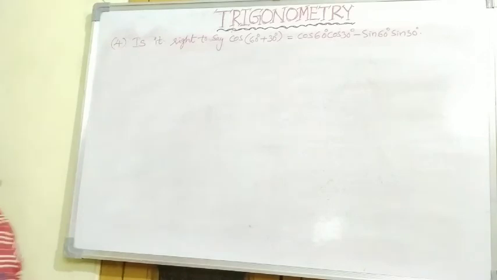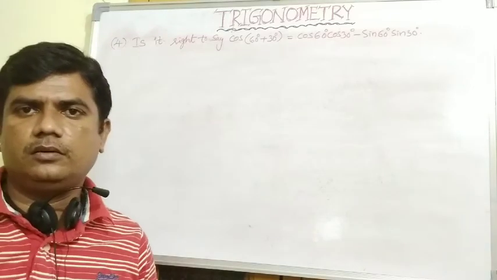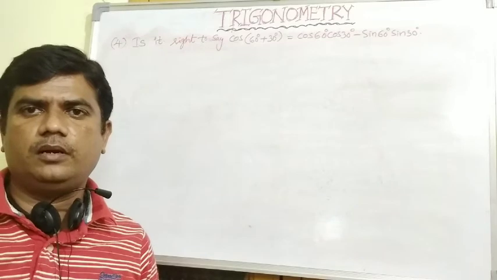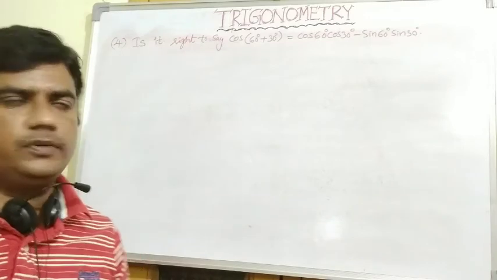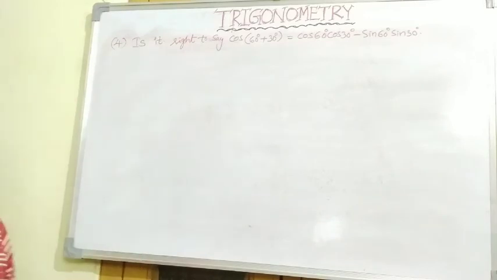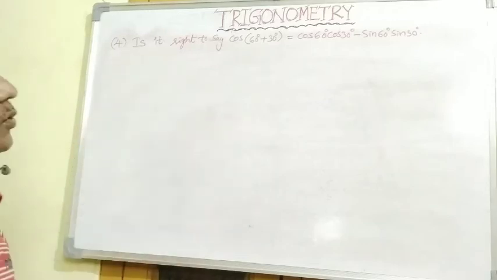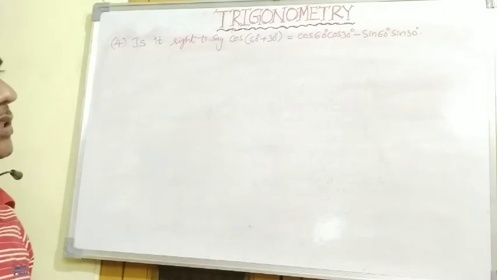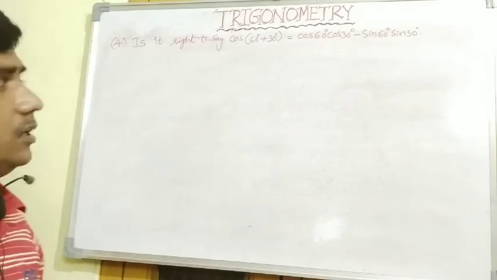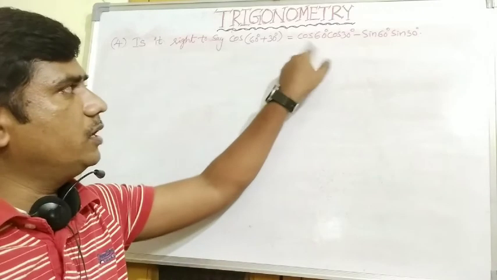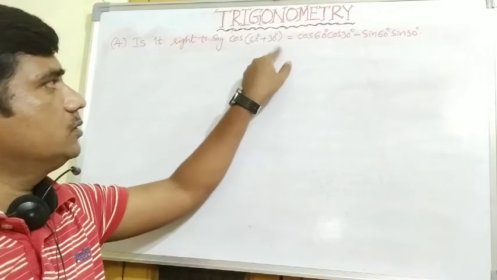In the previous video, I explained 3 bits: first bit, second bit, third bit. Now, in this video, let us discuss the fourth one. Your question is: is it right to say cos(60 + 30) equals cos 60 cos 30 minus sin 60 degrees sin 30 degrees? Are these two equal or not? Is it right to say or not?